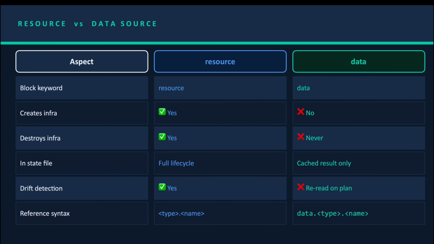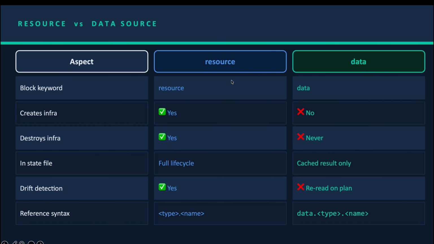Next is resource versus data source. A quick comparison to cement this. I've created three columns: aspect, resource, and data. Aspect is basically the block keyword, create infra, destroy infra, in state file, drift detection, reference syntax.